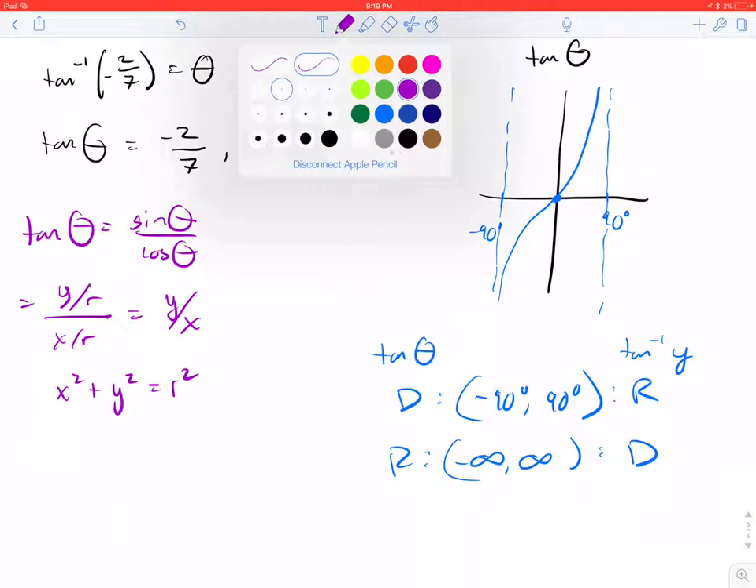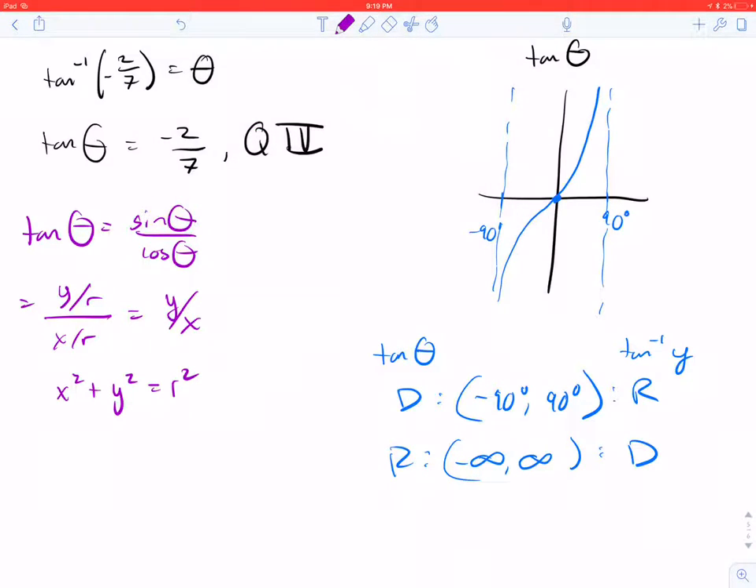Okay, so let's kind of put this together. So our y is 2. Now if we're in quadrant 4, x is positive and y is negative, right? So that means we're going to have 7 squared plus negative 2 squared equals r squared, so we can find that r. That's 49 plus 4 equals r squared. So then r equals the square root 53.